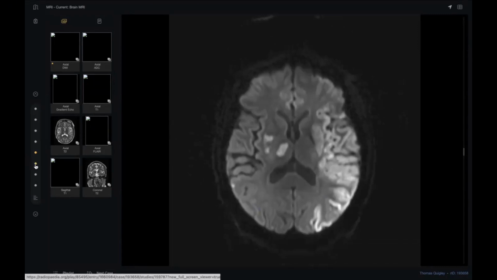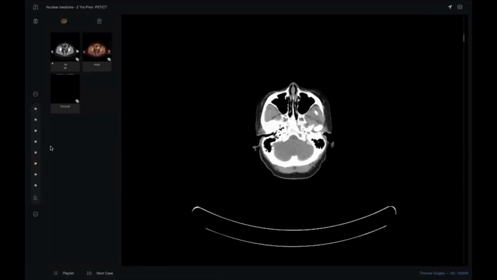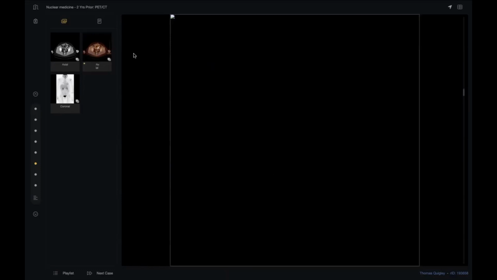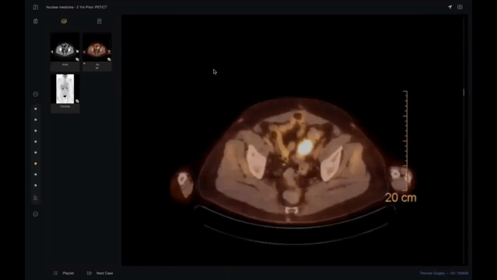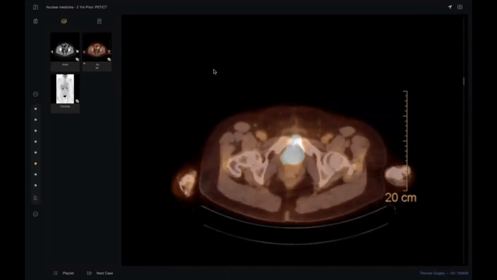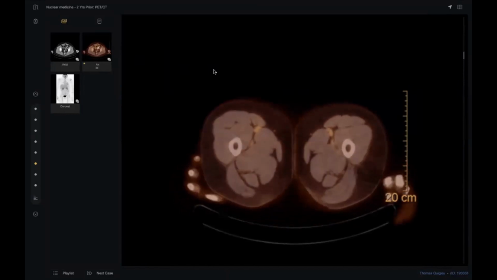Till now we didn't pick up the primary. What will you do? I will complete my staging: CT neck, CT abdomen pelvis, bone scan, mammography. Better to do a PET CT. Okay, fine. I don't know, we have maybe a connection problem. Okay. This is the PET CT.